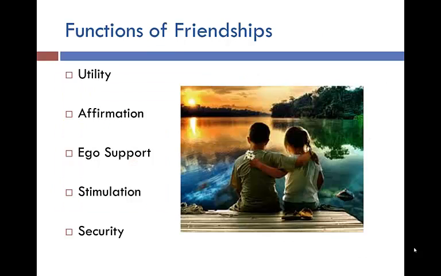There are also many functions of friendships. For example, the utility function indicates that some friends can do useful things for you, maybe helping you get a job or introducing you to a romantic partner. The affirmation function sustains and affirms your personal value and helps you appreciate your qualities. The ego support function can be supportive, encouraging, and complimentary, which strengthens your ego. Some friends introduce you to new ideas and new ways, which serves as your stimulation function. The last function, the security function, is demonstrated when friends come to your aid when you need them to support you and to be non-judgmental.